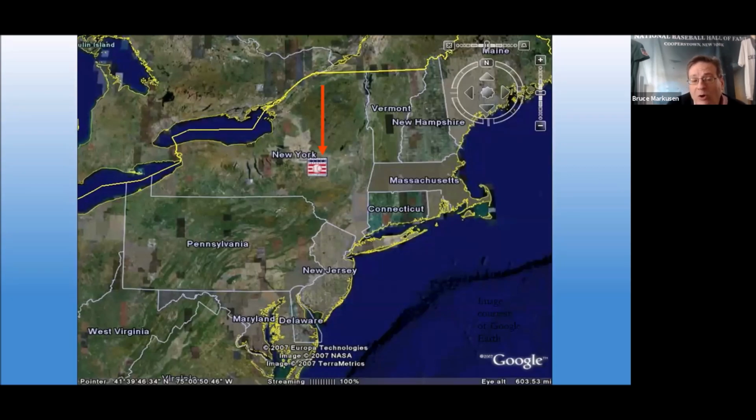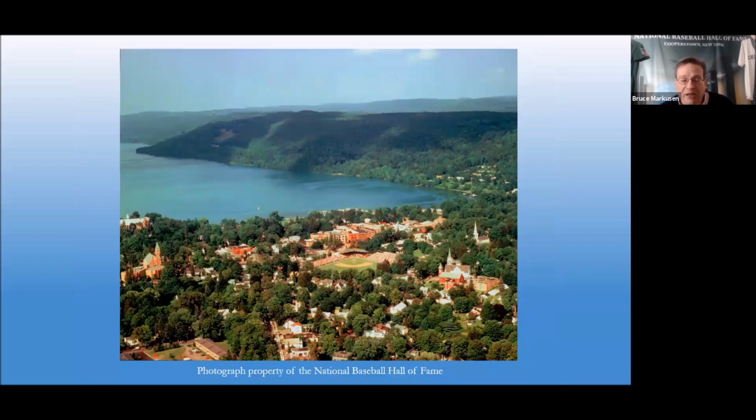There's a reddish arrow pointing at the Hall of Fame's logo. That's where Cooperstown is. We are in what's called central or upstate New York, and as a frame of reference, we are about a 4-hour drive from New York City, also about 4 hours from Boston, Mass., and about 4 hours from Buffalo, New York. So we're right in the middle of New York State, sometimes referred to as Leatherstocking region or Leatherstocking country.